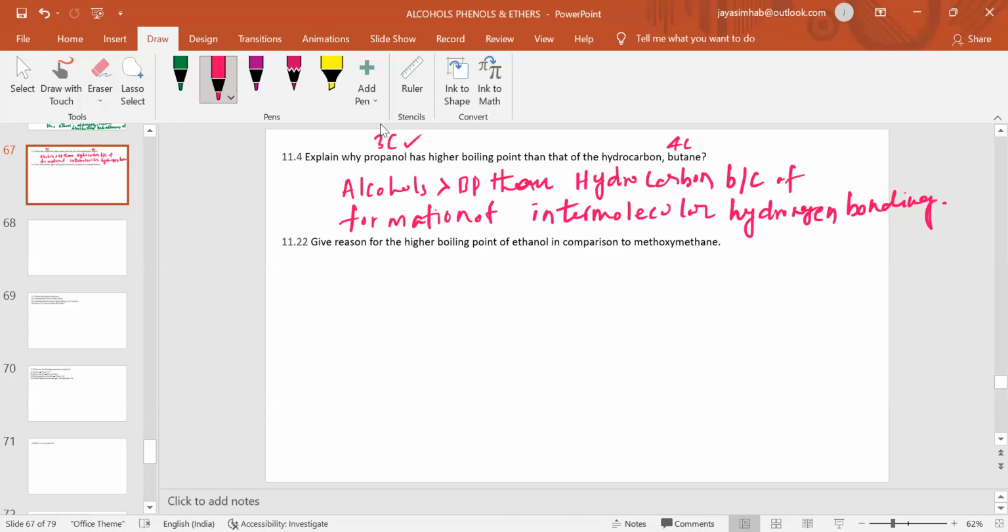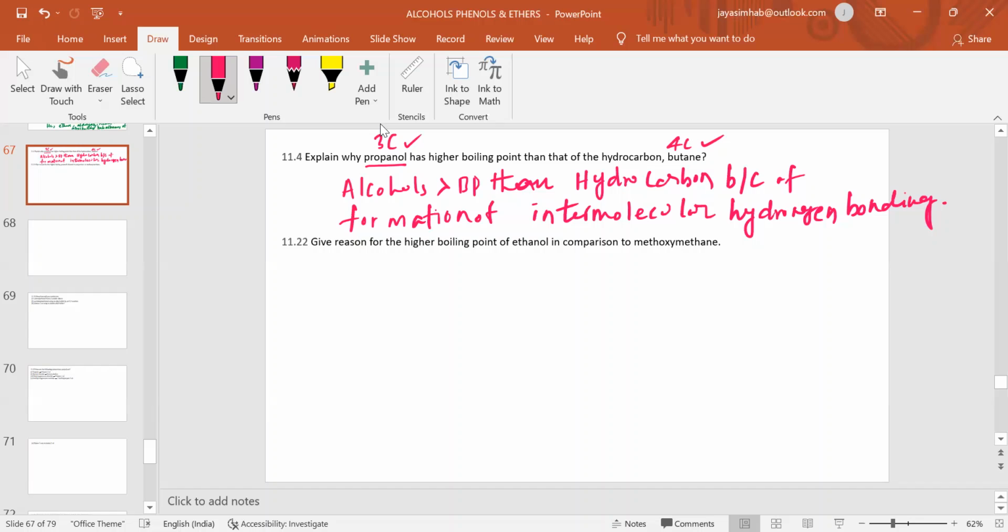Understand? This is 3 carbon, this is 4 carbon. So this will contain alcohol group. This is not having any alcohol group. That's why alcohols have more boiling point than hydrocarbon because of the formation of intermolecular hydrogen bond. So that is the reason for that.